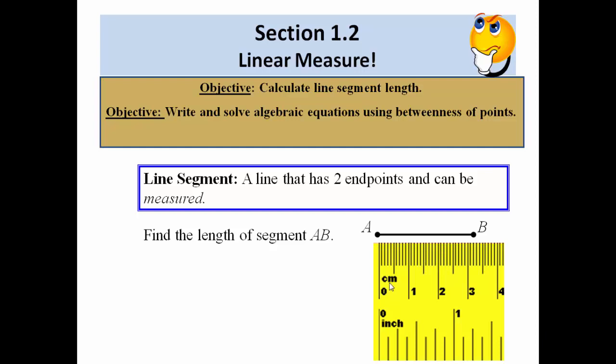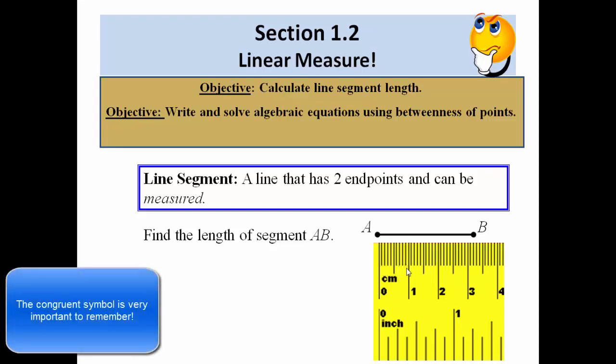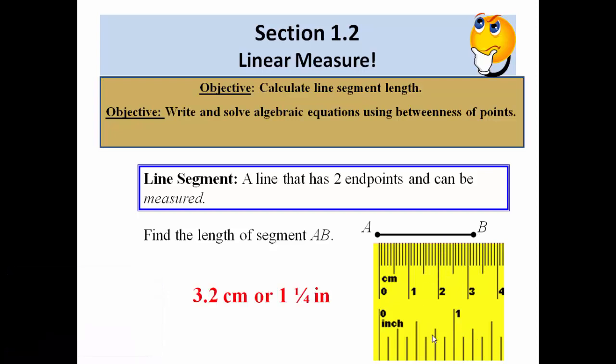For centimeters, this is going to be 3.2 centimeters. Remember that centimeters are in base 10, so each of these little lines counts as 1. If I was going to measure this in inches, it would be 1 1/4 inches.